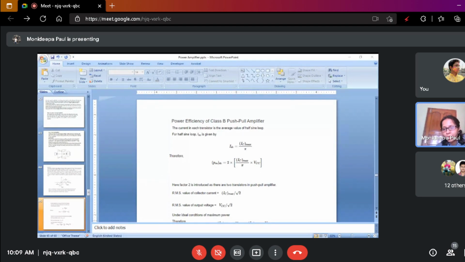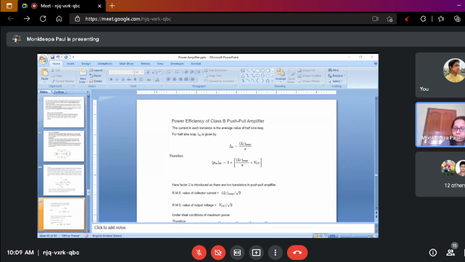Input power of only one transistor is IDC into VDC. Here VDC is equal to VCC and IDC is equal to IC max by pi. Because when we find out the DC quantity, we consider the average value. Here we consider the pi, because we consider the half cycle, because the transistor is working only in one half cycle, not the full cycle. So we get the average value as IC max by pi. Clear for everyone?